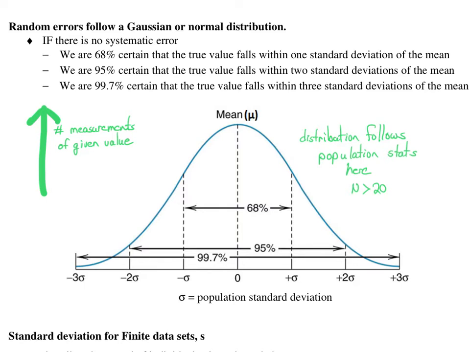This curve, this distribution, follows population statistics. We have more than 20 replicate measurements. We're going to see that there are 2 different versions of standard deviation, whether they're population standard deviation or sample standard deviation.